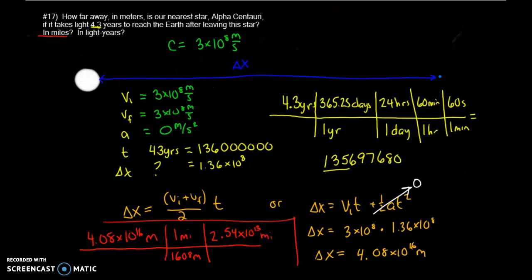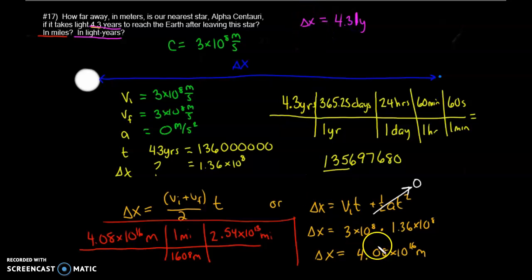Okay, now for the last one. This one's actually a lot easier than it might seem. In light years. By definition, a light year is the distance light travels in a year. Well, if it takes 4.3 years for light traveling at the speed of light to get from Alpha Centauri to Earth, the distance in light years is going to be 4.3 light years. And that's a lowercase l there for light years, not a 1.